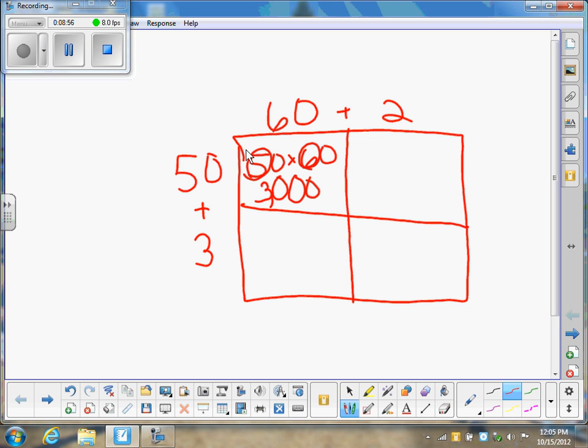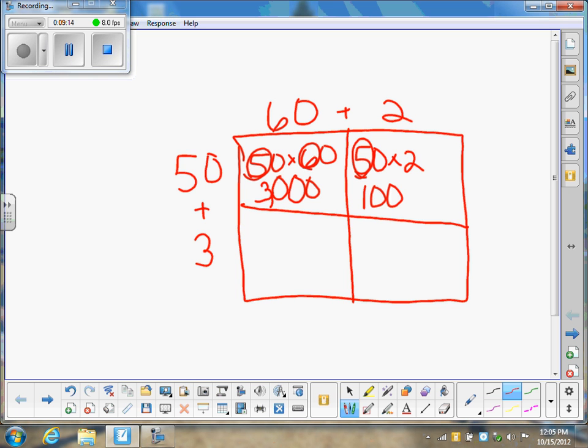In the second box, you write 50 times 2. You cover up the 0 on the 50 and do 5 times 2, which is 10. Then you add the 0, which is 100.